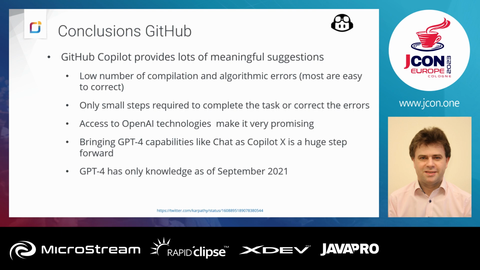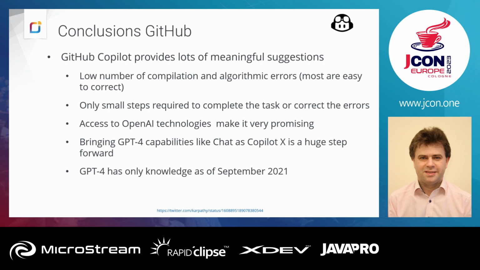So generally with GitHub Copilot, it's really good stuff. Even if GitHub says for Java it's kind of experimental, they support other languages better, there was a low number of compilation and algorithmic errors. Most are easy to correct. Only small steps are required to complete the task or correct the error. Of course, with GitHub, you have access to OpenAI technologies, and that makes it very promising.